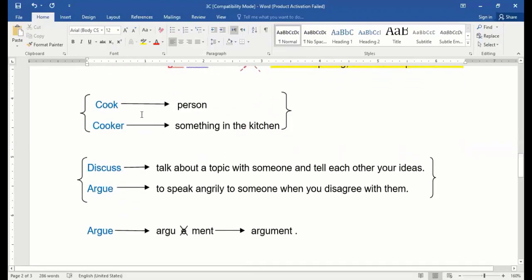Then we have cook is a person. Cooker is something in the kitchen that you cook on. And discuss and argue: when you discuss, you have the same idea and you discuss together; when you argue, you are angry and you have opposite ideas. When you want to make argue a noun, you make it argument, but we must delete what? E. Okay, guys? So that's everything about word building. Let's go to the book.